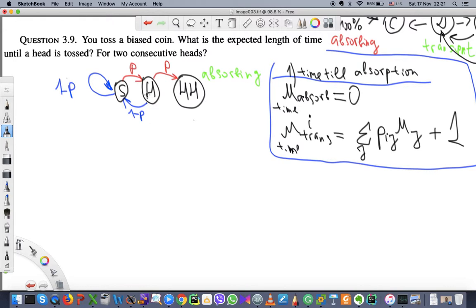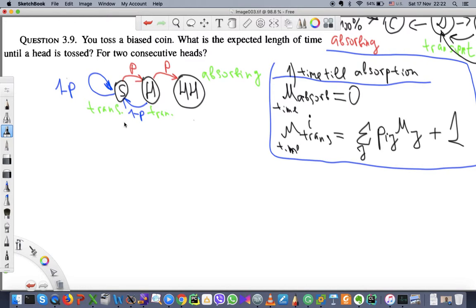What about H? Well, you see, once you reach H, you can go to S, and then from S you can go to H, and then back. So we keep circling here. We keep transitioning. So both are transient states. Transient and transient.